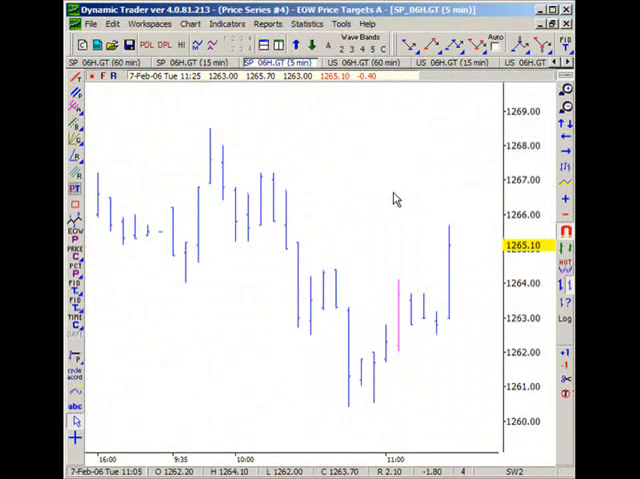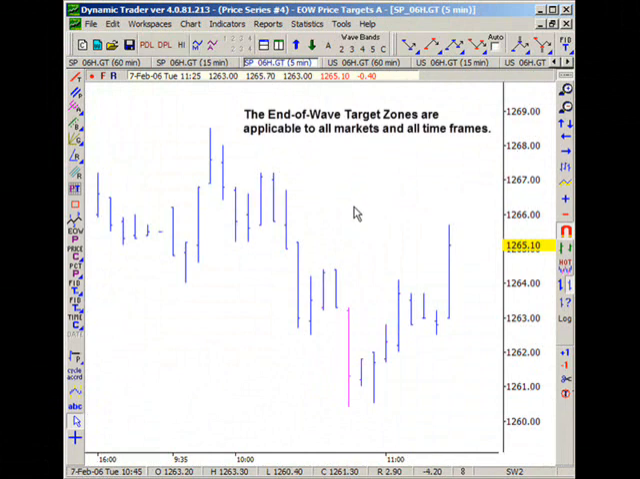Well, let's take a look at some very short-term data. Let's look at the S&P 5-minute data. In fact, this example is taken just from yesterday. And we just see whether it's intraday data or daily data or weekly data, any time frame data, any market, this whole dynamic trading approach works, and these end-of-wave targets work.